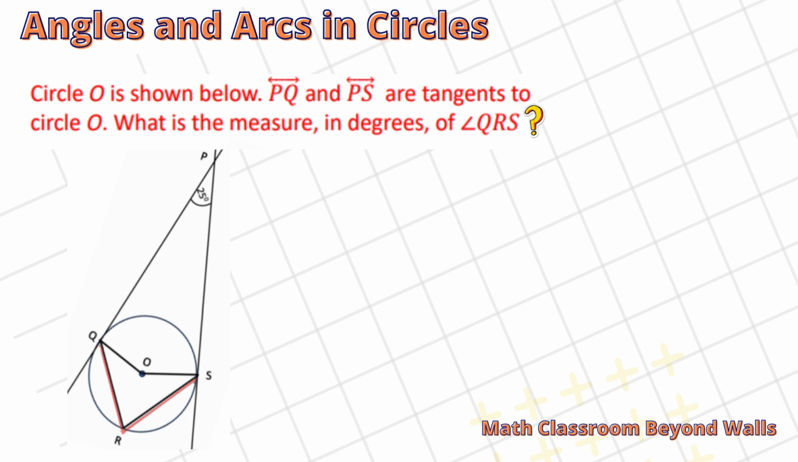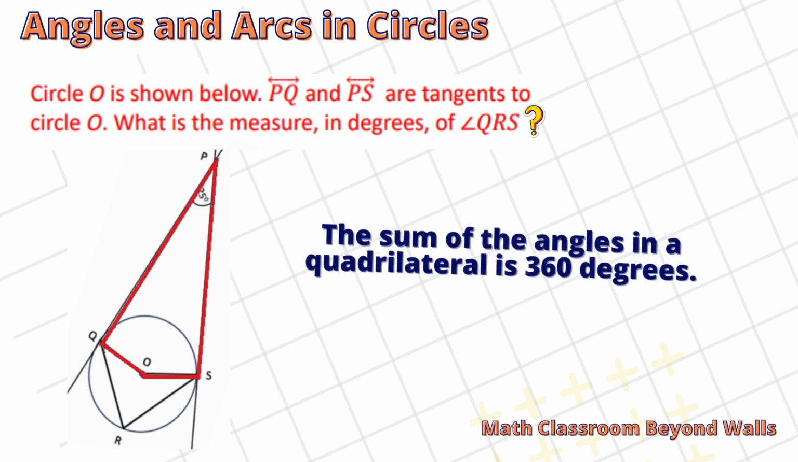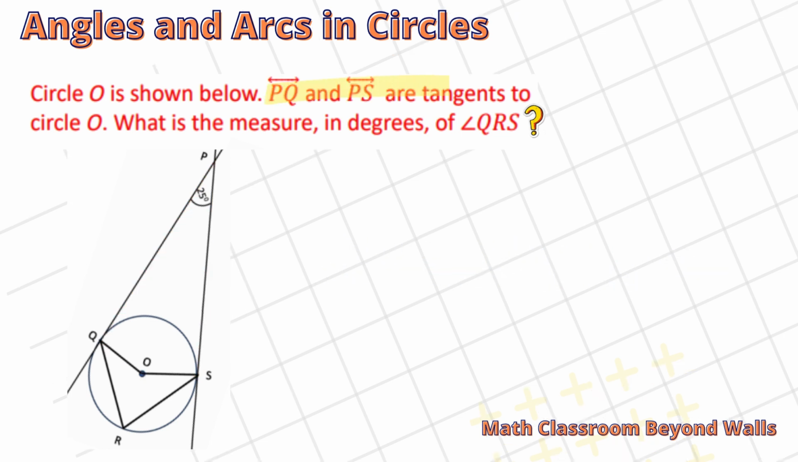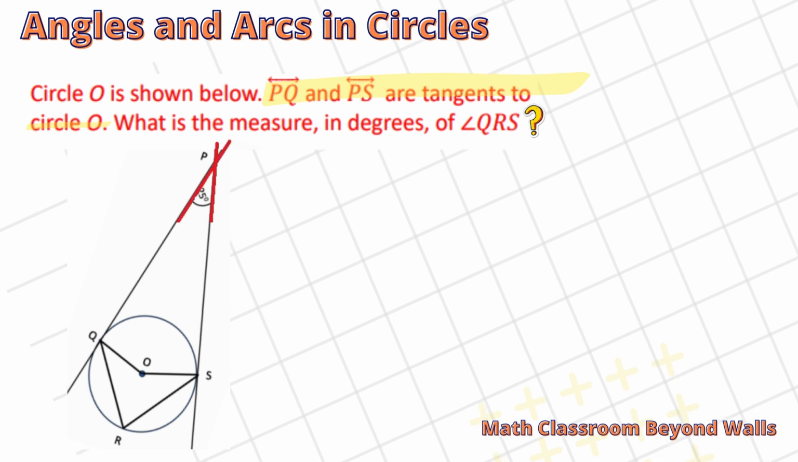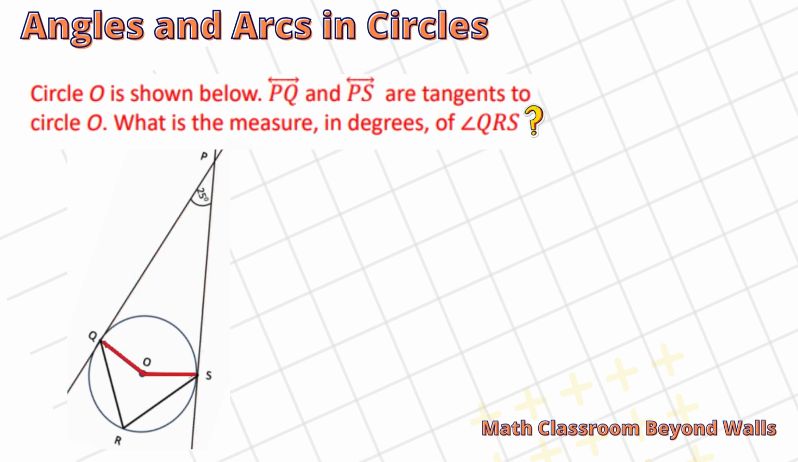Okay, let us look at angle QOS in the drawing. In the figure, the central angle, angle QOS, is part of quadrilateral PQOS. One thing we know about quadrilaterals is that the sum of its angles is 360 degrees. In quadrilateral PQOS, two of its sides are tangents to circle O. These are given in the problem. The other two sides are radii of circle O as shown in the figure.